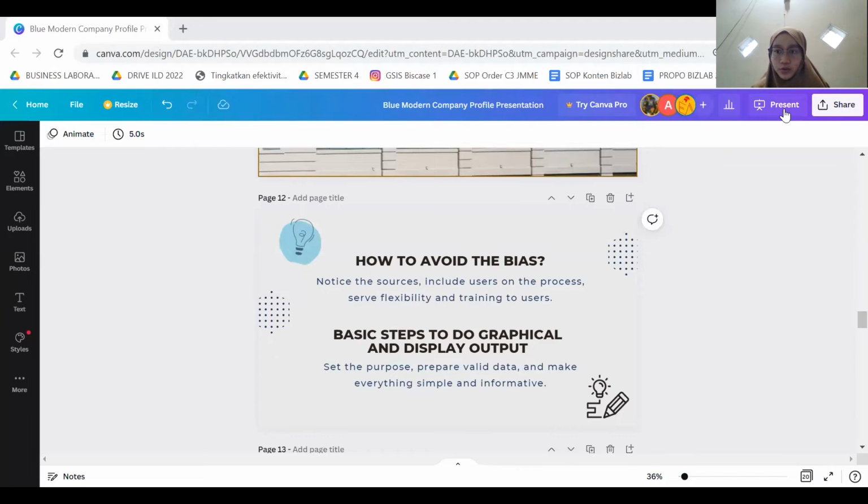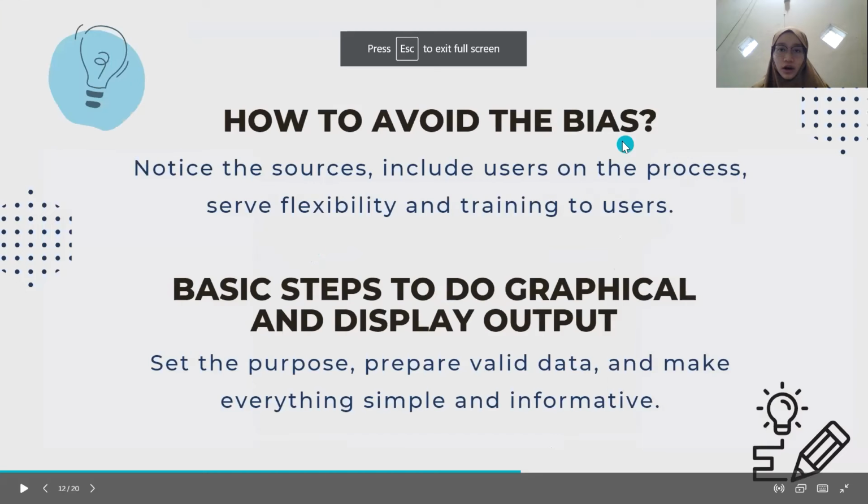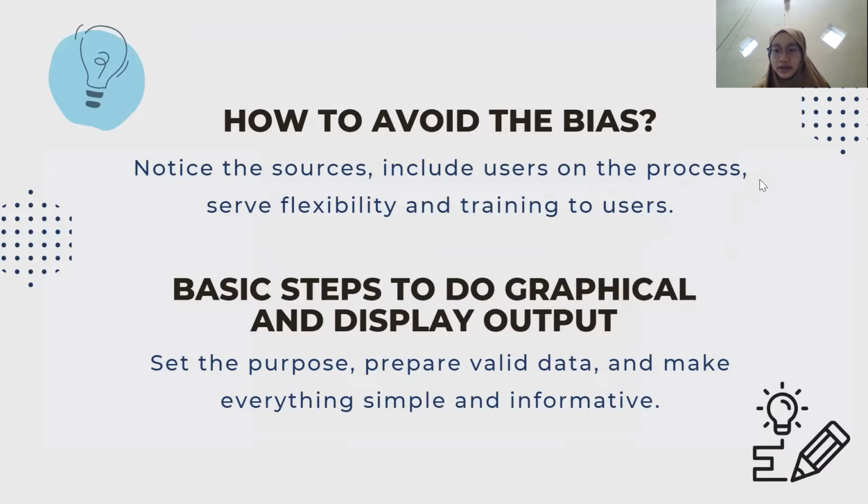So I will continue on the presentation about the output design. Regarding how to avoid bias, we should notice the sources, make sure that they are valid, and we are responsible for their transparency and also clarity. Include users in the process, so we could lessen the number of miscommunications, and also do not forget to serve flexibility and training to users.